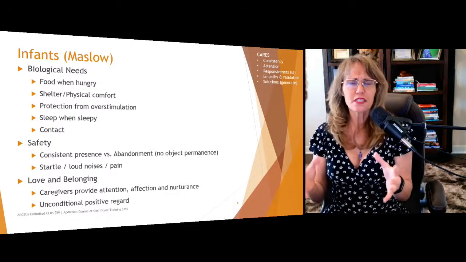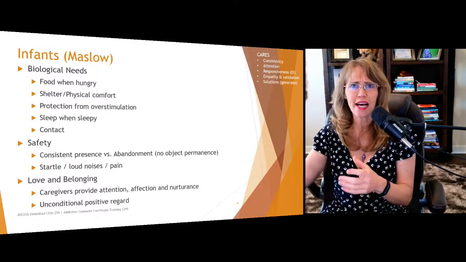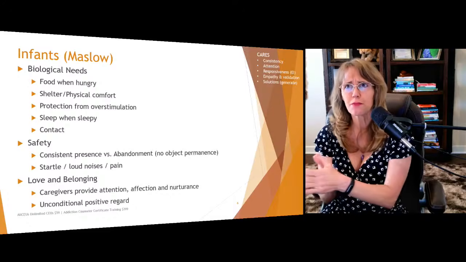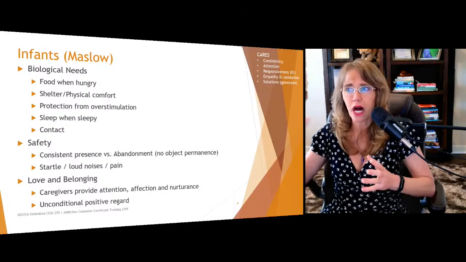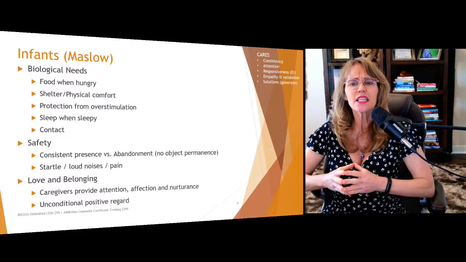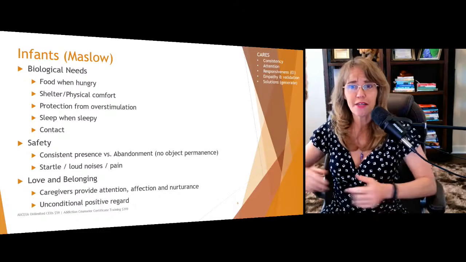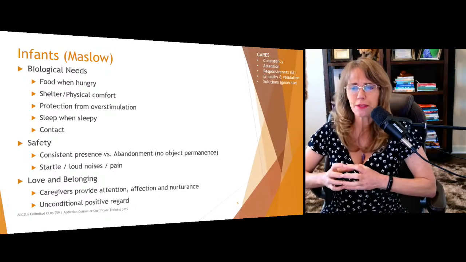And remember, we're still talking about infants at this point. So they're not falling down and getting boo-boos as often. It tends to be pretty stable. But occasionally, a baby will knock its head or something. And then love and belonging is the next level on Maslow's hierarchy that we need to develop in people.